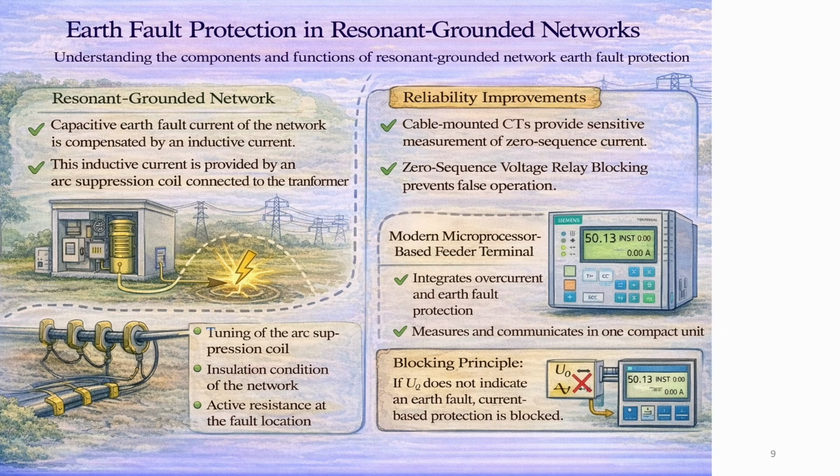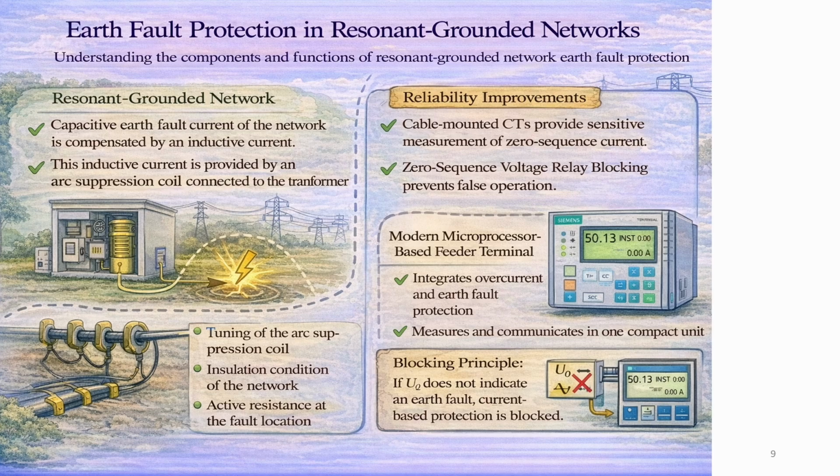As a result, earth fault protection in resonant grounded networks can respond only to the active component of the earth fault current. The reactive component of the zero sequence current is relatively small. The value depends on whether the network is undercompensated or overcompensated. Because the total earth fault current is small, sensitive measurement is required. For this reason, zero sequence current is usually measured by current transformers installed around the cable. This method provides higher sensitivity than phase CTs.